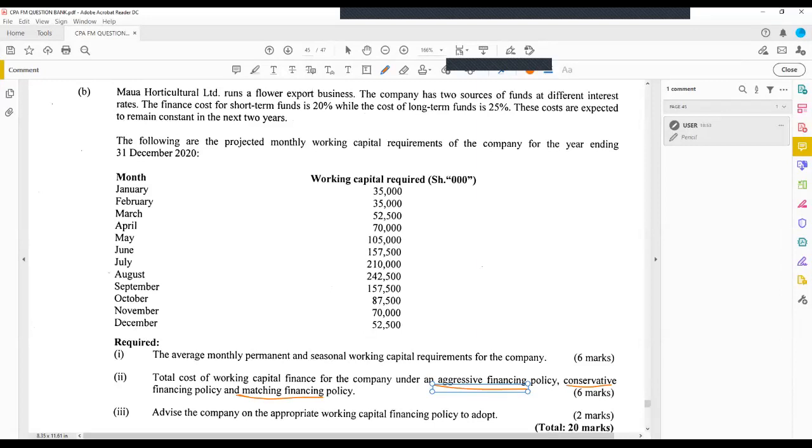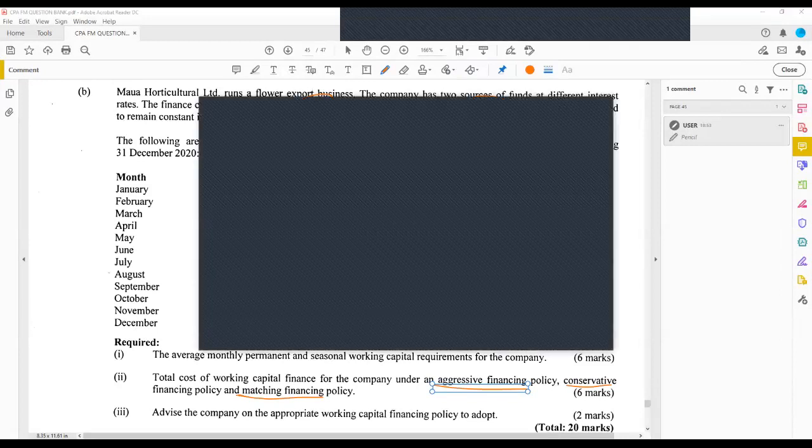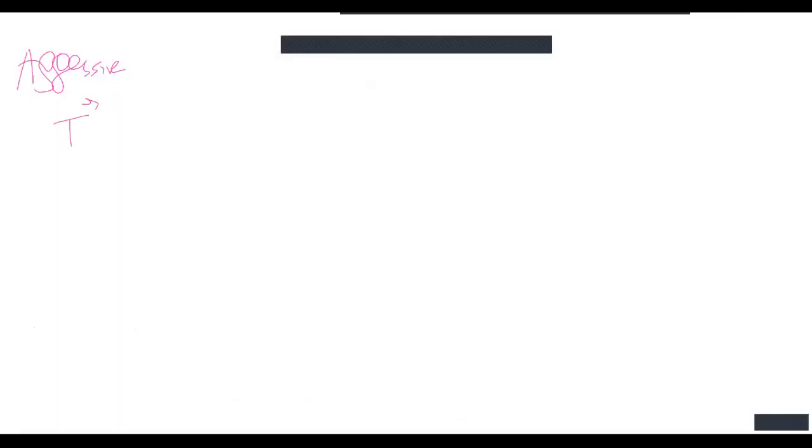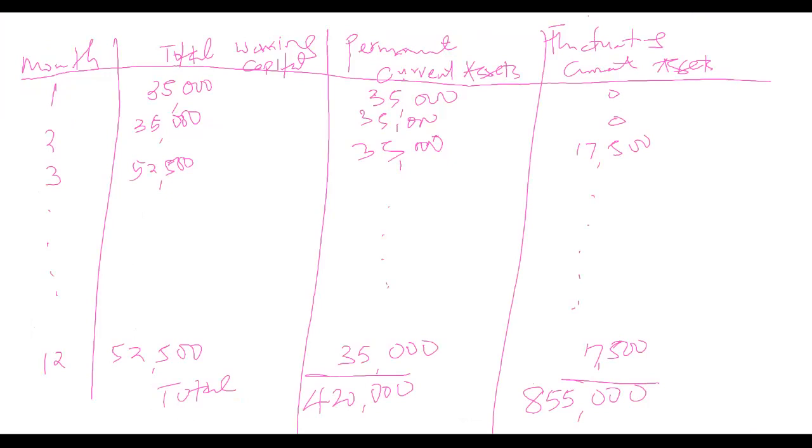Let me go back to the question. The cost of short-term finance is 20%. If you finance it long term, you get charged 25%. So for aggressive we use short-term finance, where the cost is 20%. Therefore the interest cost will be 20%. Actually, you should have done the total here. So what is the total by the way? The total working capital required.